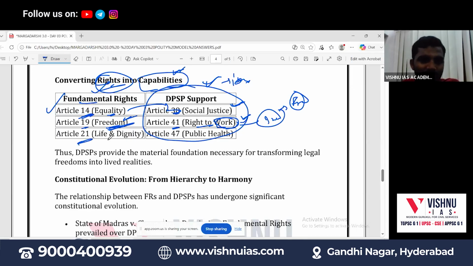Okay. So Article 21, life and dignity, it is possible only when there is public health. If you don't have proper public health, how can you have a dignified life? How can you have a life?